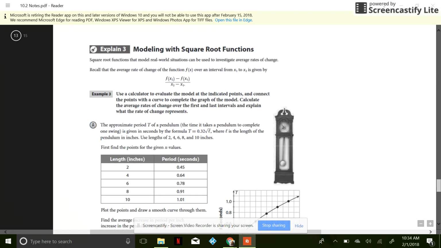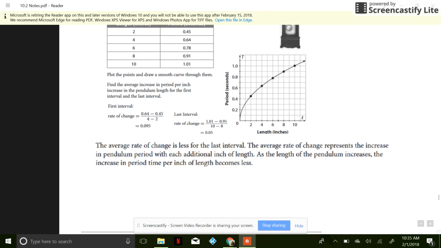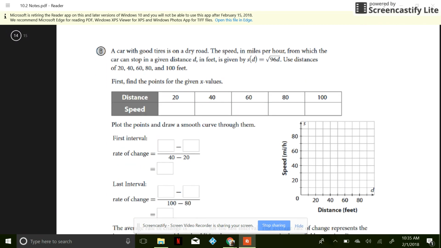So we can do some square root functions to do some modeling, and then we're going to analyze a little bit of the relationships between the rate of change, or the slopes. We've got one worked out here for you. We're going to do this one together.